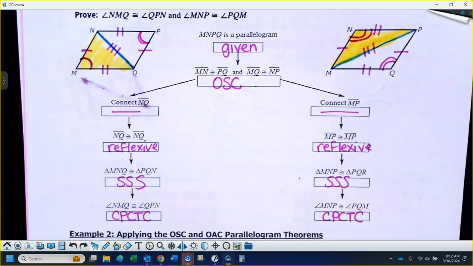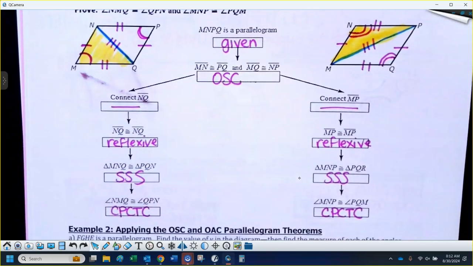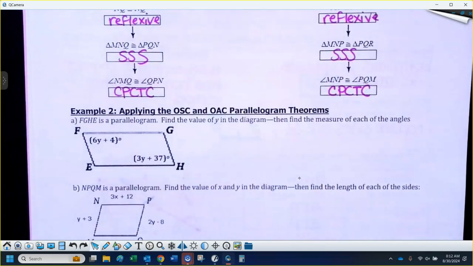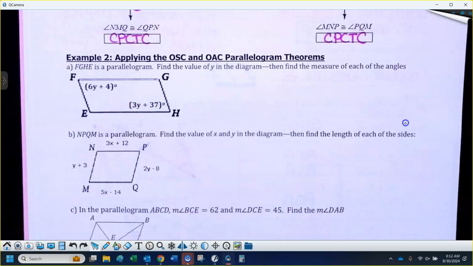Now that we've proved it, you could prove this for any parallelogram. You just saw the proof right there. It's not too bad to do. But those are going to have to be congruent to each other. So we're going to actually see this is what you guys are going to do in the homework. We're going to apply these theorems. So either opposite sides congruent or opposite angles congruent, depends on the picture they give you.